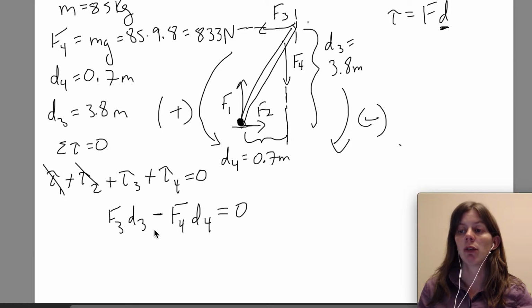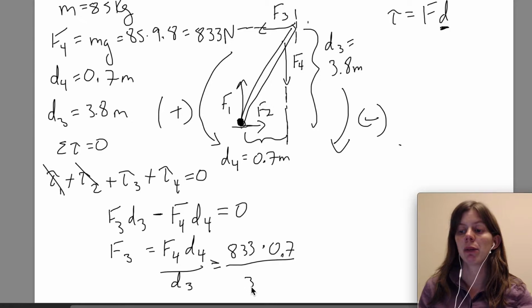And now we can solve for our unknown, which is F3. So we're going to add F4D4 to the other side, and then we're going to divide by D3. So we're going to plug in 833 times 0.7 and divide by 3.8. We're going to get 153 newtons. So that's F3 over here.